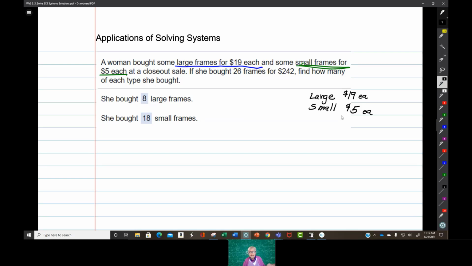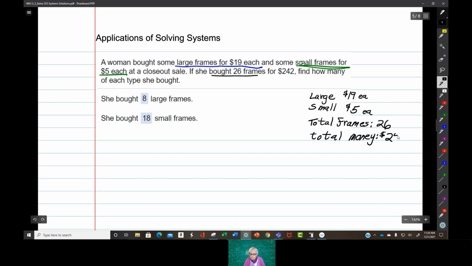Okay, she bought 26 frames. So I'm taking notes here. Total frames: 26. And total money: $242. This lady really wanted some frames. I bet she's sending Christmas presents. That would make sense.